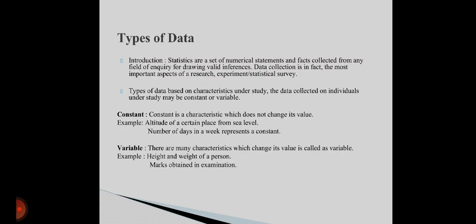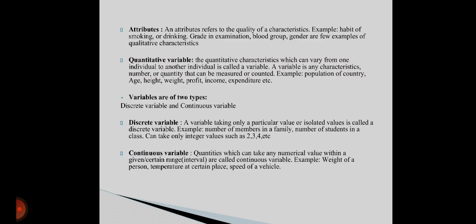Then variable. There are many characteristics which change their value, called variables. For example, marks obtained in an examination. Third one, attributes. An attribute refers to the quality of a characteristic, meaning it is qualitative data. For example, grade in examination, blood group, gender.